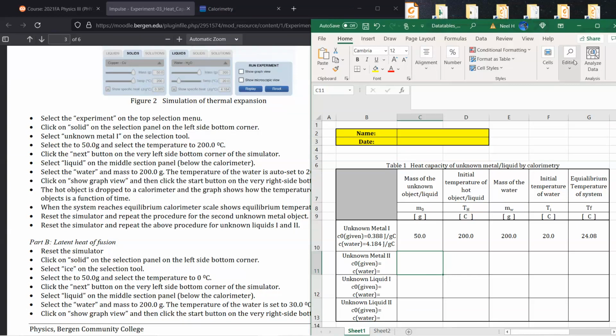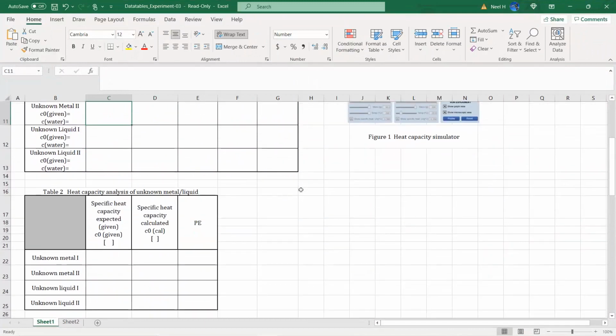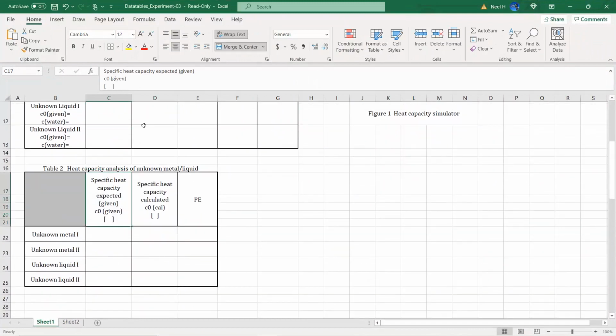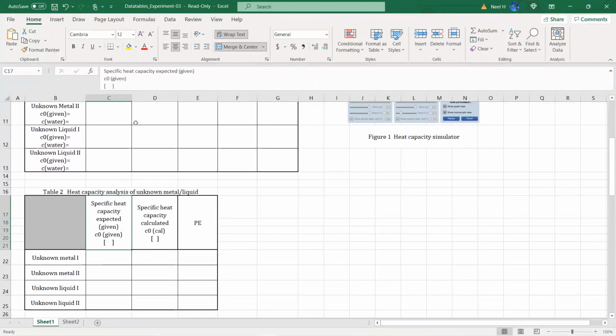All right. Then we'll take a look at how to calculate our heat capacity. We know the formula; we just need to investigate that. So the expected or given value of specific heat capacity for the unknown one is 0.388. We're going to use the unit joule per gram per Celsius, and let's calculate that with the same unit, joule per gram per Celsius.